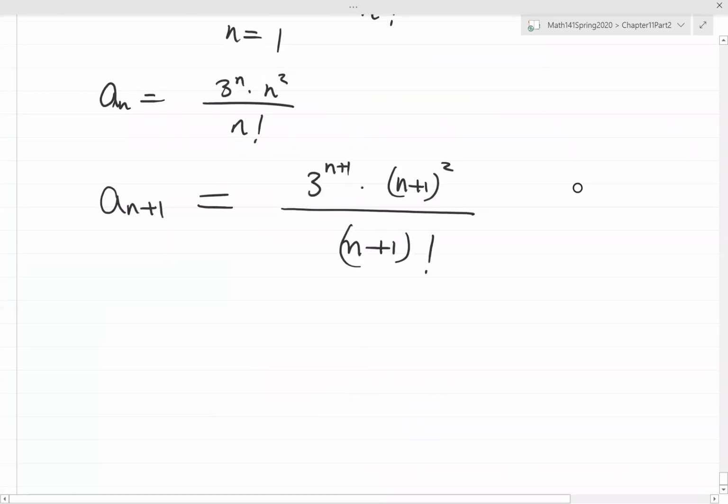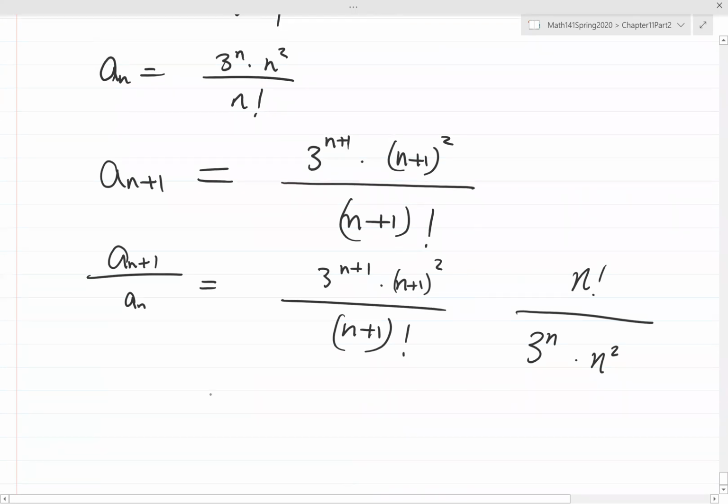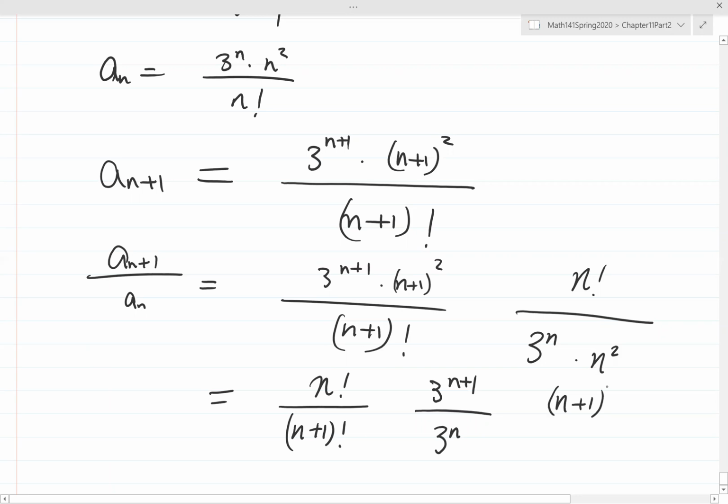Okay, now we find that ratio. Now a_(n+1), we just copy it again, divided by a_n, so we flip the denominator and numerator. But then we group terms that are similar. So n factorial we put with n plus 1 factorial. Now 3 to the power n plus 1 over 3 to the power n. Now n plus 1 squared over n squared.